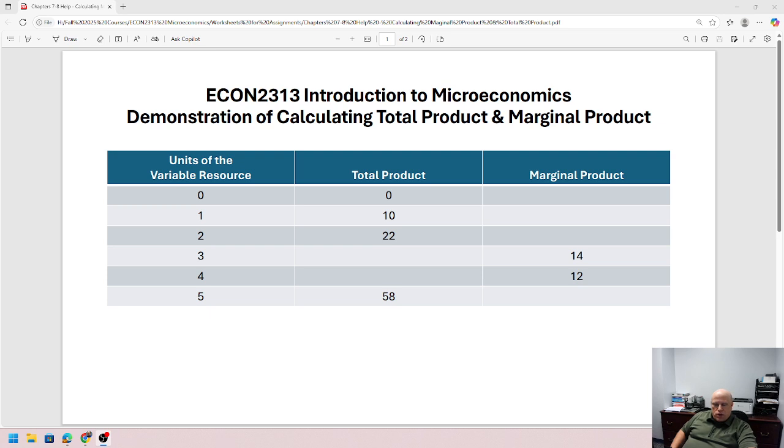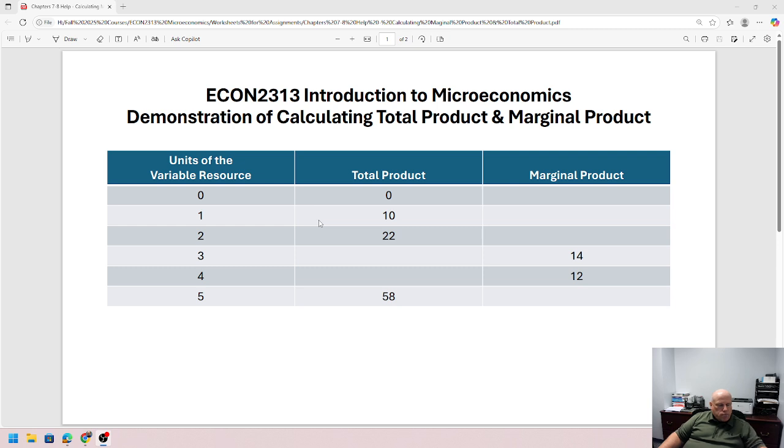Today what I'm going to do is show a demonstration of how to calculate total product and marginal product. I'm going to show you basically in this example that I've created, this sample table. This is very similar to what you're having to do for problem 8.2 on page 157 in the textbook for the chapter 7 and 8 assignment.